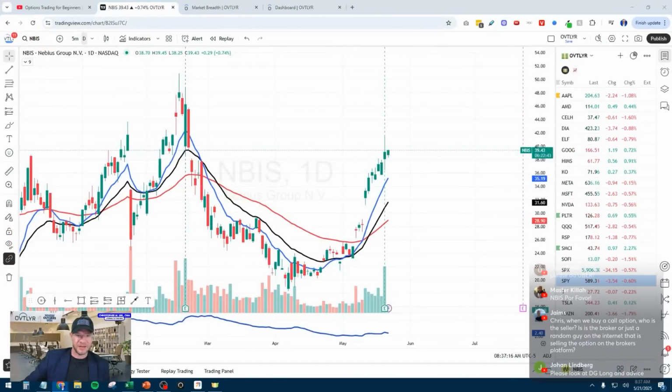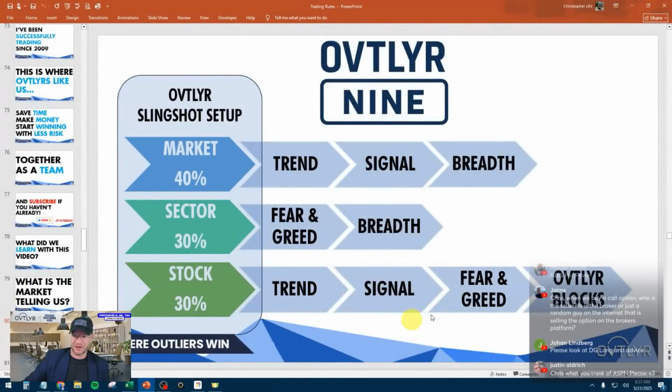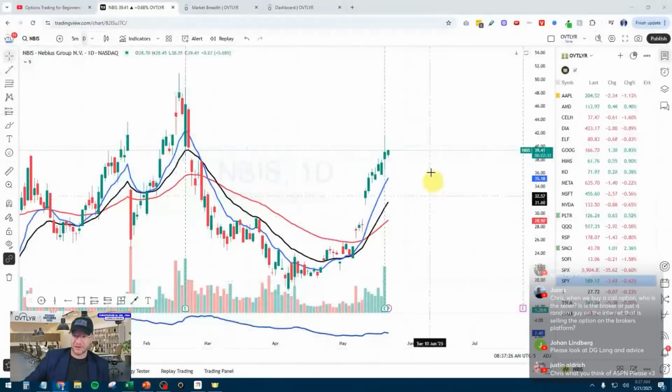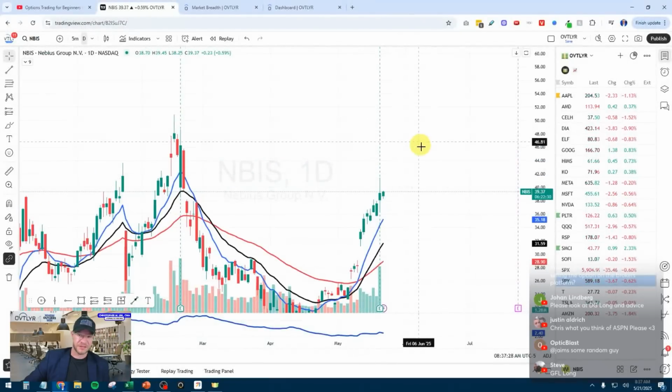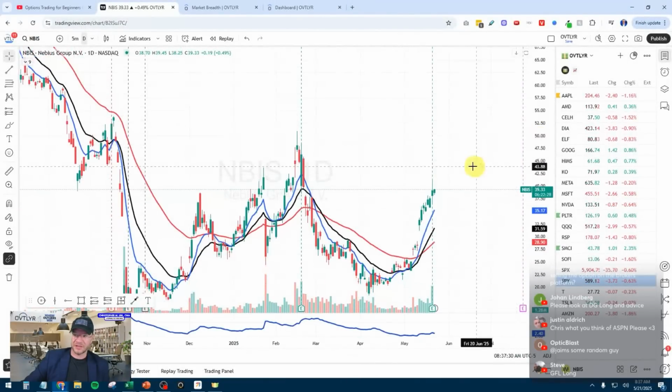So NBIS actually has a great setup here. You got your 10 over 20, price over 50, so we can still see the trend of the stock is moving higher. We don't know the signal or fear and greed here, and then there are no outlier blocks in the way of it. So this looks great. This really does look great.